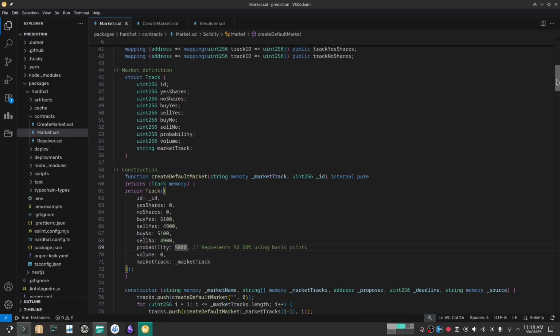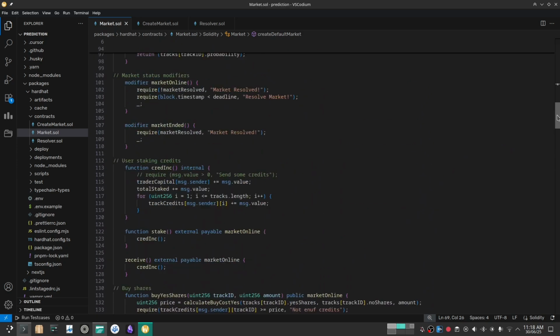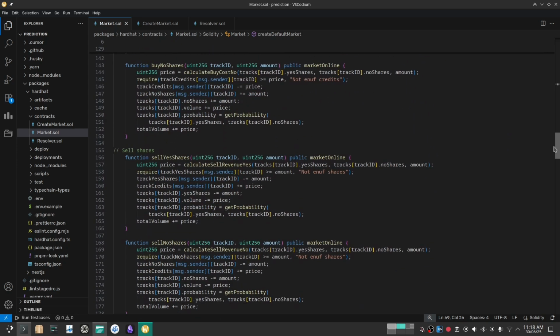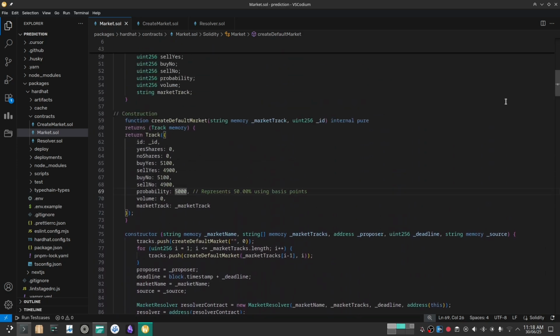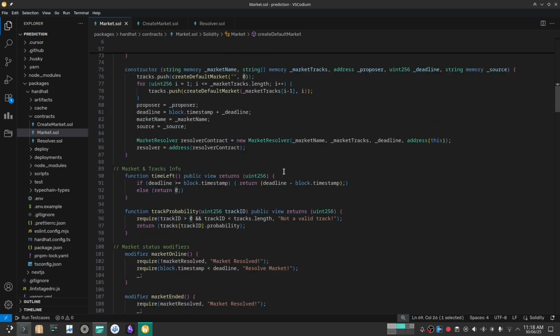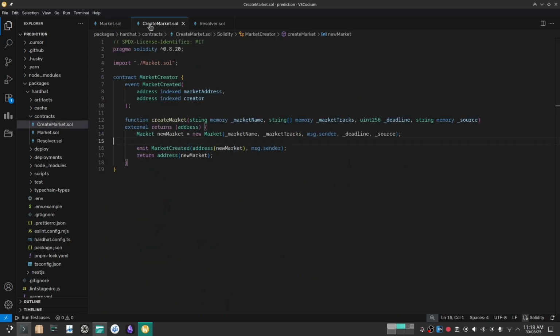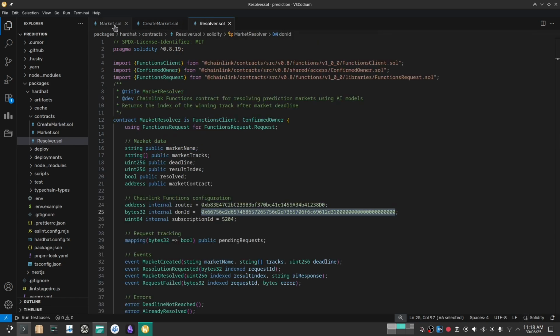Okay, so here is the contract, and one of the important things in the contract is, all the functions are implemented. The important thing is here everything is represented in 4 digits, like 50.00 is represented as 5000. The last 2 digits are after the decimal. You can explore the contract. This is the create market contract for creating contracts, and this is the resolver Chainlink contract.